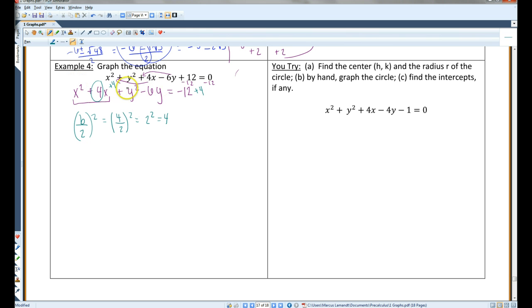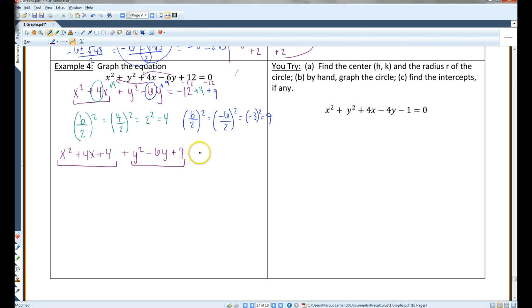Okay? I'm going to do the same thing with the y's. Now this is my b. b over 2 squared. Negative 6 over 2 squared, which is negative 3 squared, which is 9. So I'm going to add 9 to both sides. Alright, so now I have x squared plus 4x plus 4. This is my first perfect square. Plus y squared minus 6y plus 9. This is my second perfect square. Negative 12 plus 4 is negative 8. Negative 8 plus 9 is 1.